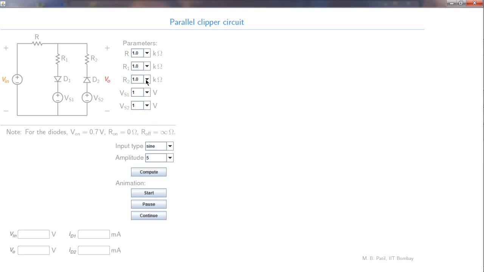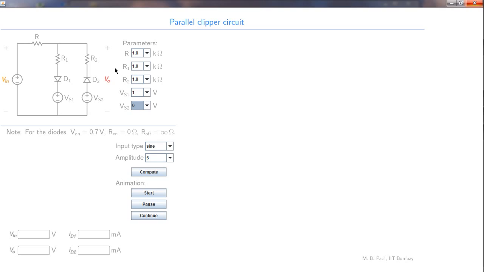Similarly, R2 has the same options. VS1 can be -5 volts or -4, -3, etc. up to 5 volts, and VS2 also has those same options. Let us choose Vs2 to be 0 volts because if you recall, we did not have a voltage source over here in our example, and by making Vs2 equal to 0 volts, we are going to make this a short circuit.